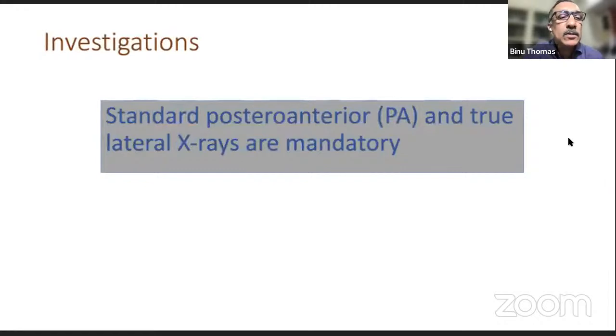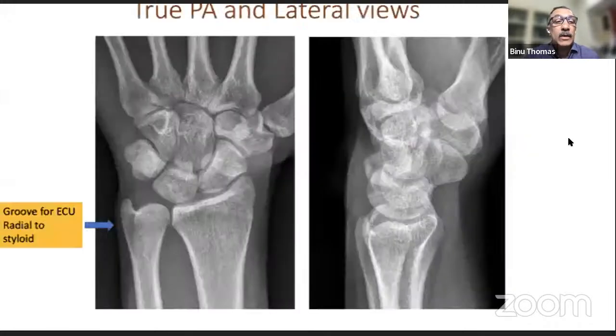Coming to the investigations, X-rays are the basic investigation. Whenever you take an X-ray of the wrist, you call it a PA view and not an AP view. A true PA and a lateral view are mandatory to assess the distal radioulnar joint. How will you know what is a true PA view? Here you can see the blue arrow points to the groove for the extensor carpi ulnaris tendon. When you see that radial to the ulnar styloid, you know it's a true PA view.